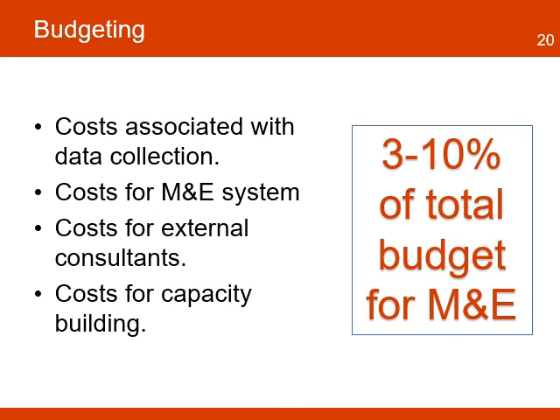A final consideration in the M&E plan is to determine the cost associated with data collection, the cost for the development and support of the M&E system, the cost for external consultants, and costs related to capacity building of staff. These costs need to be allocated in the project budget. A recommended percentage to allocate the entire M&E cost ranges between 3 to 10% of the total project's budget.